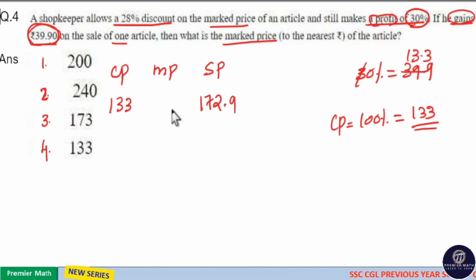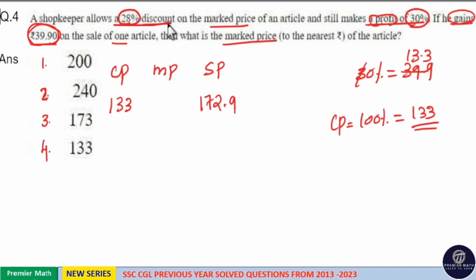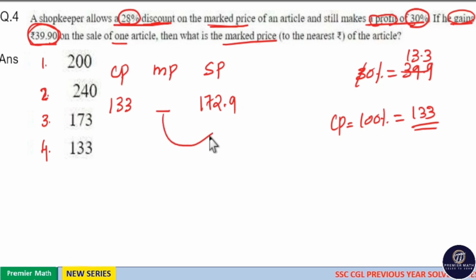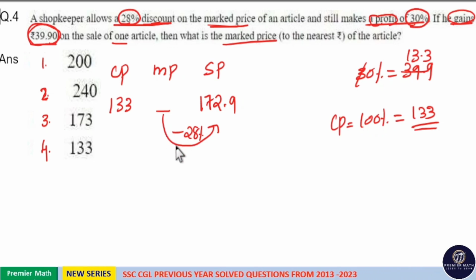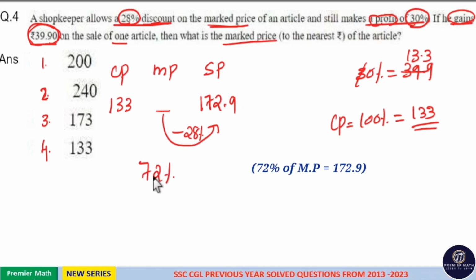Now we don't know what is mark price. But here the question says shopkeeper allows 28% discount and this discount is on this mark price. So this 28% discount leads to the sell price, which means if I consider 100% as mark price, then 100 minus 28 leads to this sell price. That is 72%. So this 72% leads to the sell price 172.9. So 72% is 172.9 rupees.